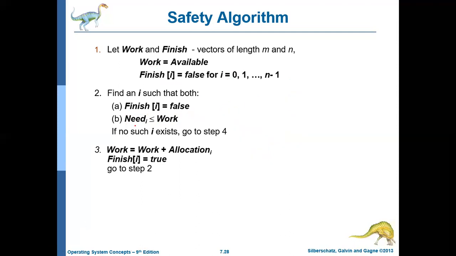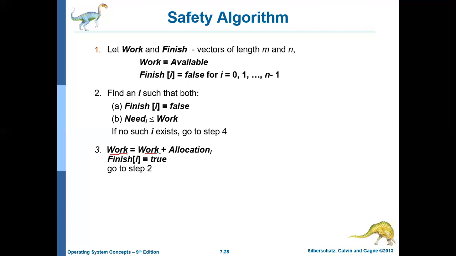See, the point here is, if need is less than work, where work is nothing but available, then the operating system can give all the resources that particular process is requesting. If the resources are given, then the process will use the resources and complete the task. After completing the task, what will that process do? It will release the resources because it no longer needs them. Okay. Then once again, what will happen to work?